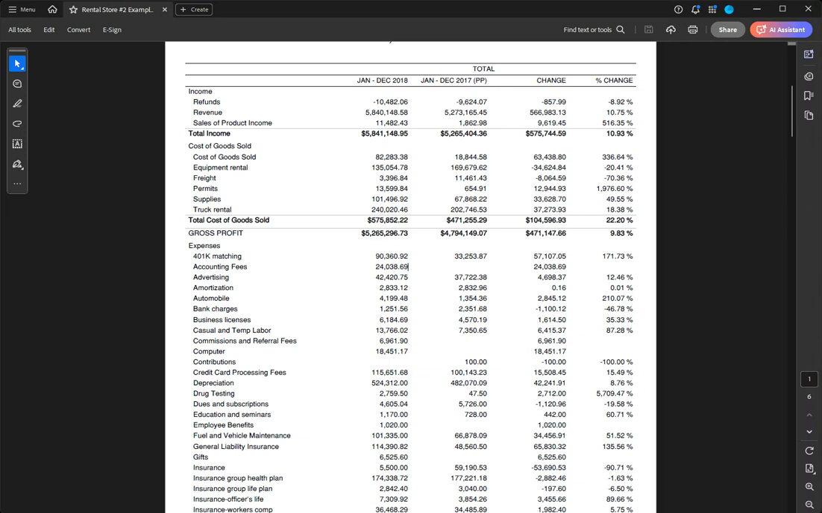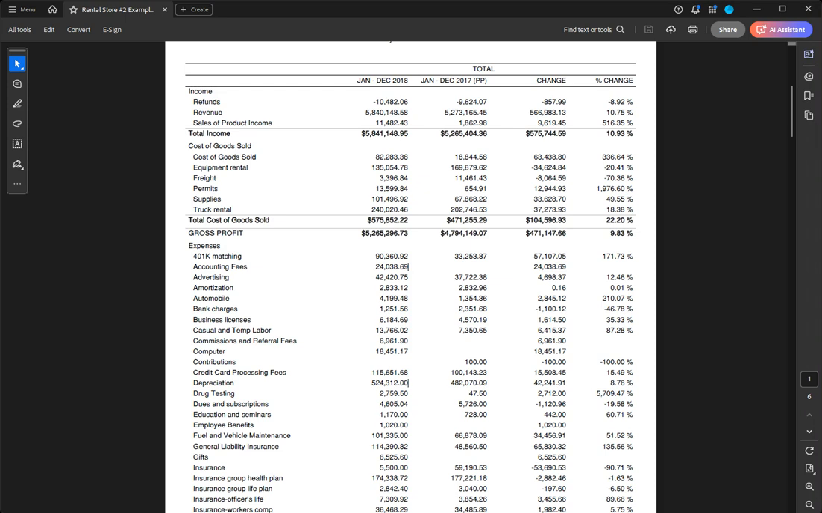Okay, here's a big one, right? Credit card processing. Of the payments that you're getting from your clients, how much is that credit card processing? So theirs was $115,000 for the year, and that went up by about $15,000. Again, we would expect this number to go up when revenue goes up because you're processing more credit cards. So that is in line with what we are expecting.